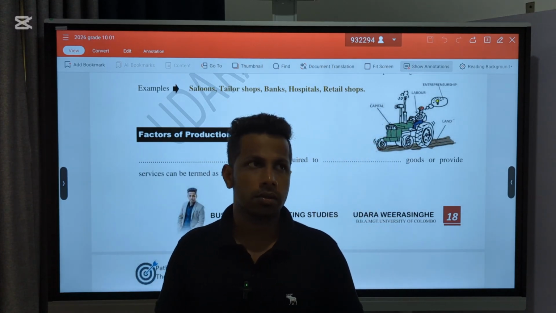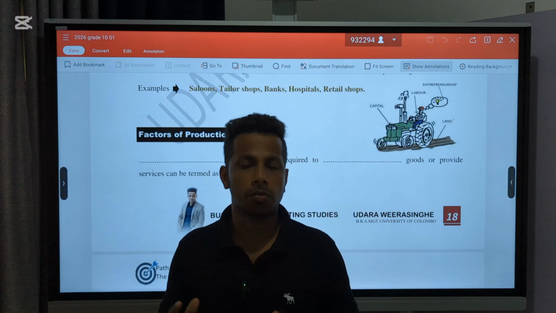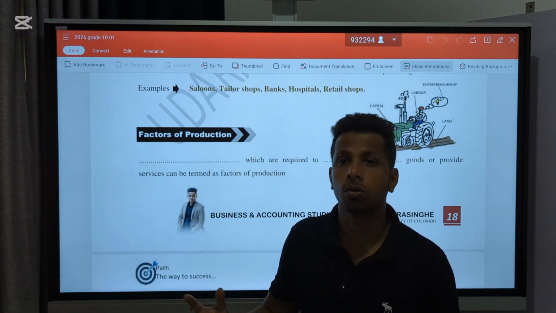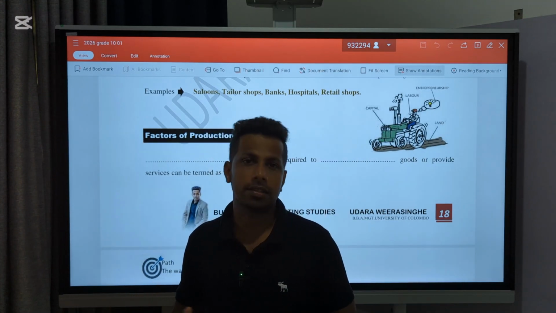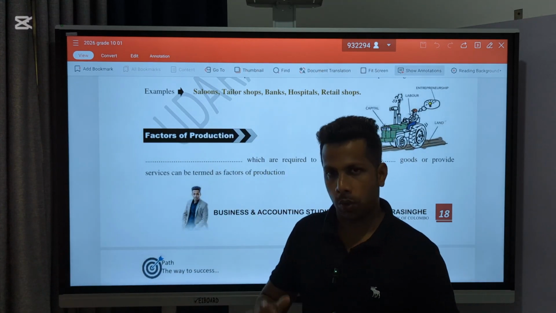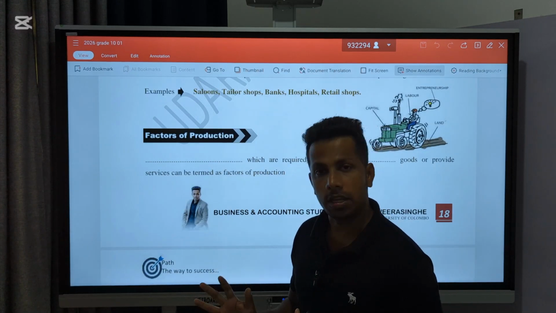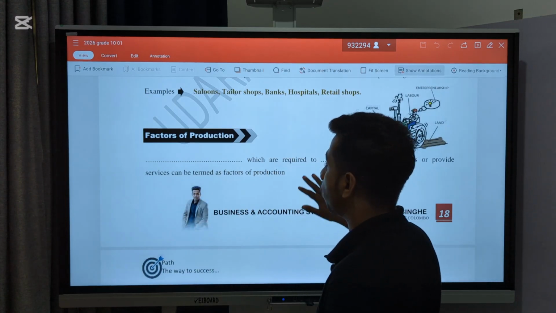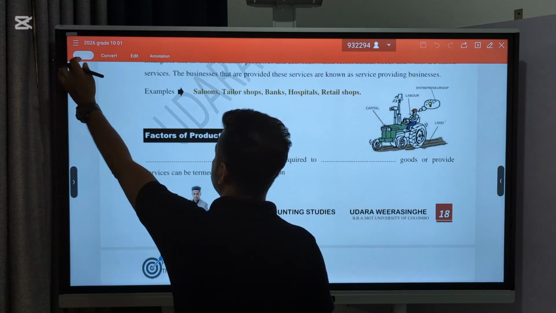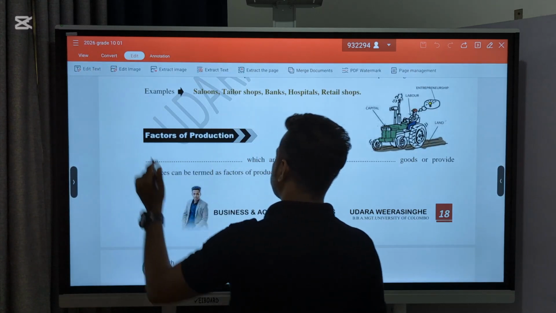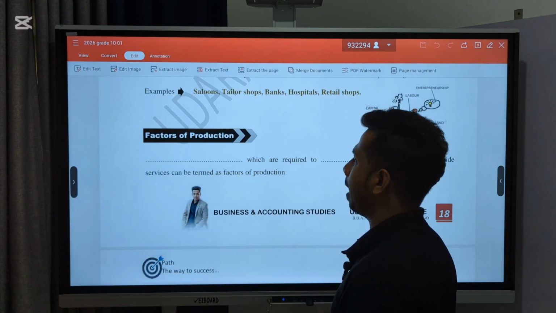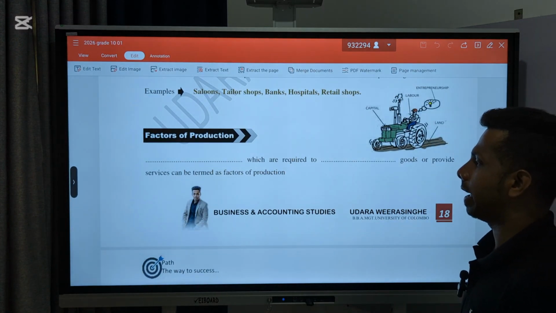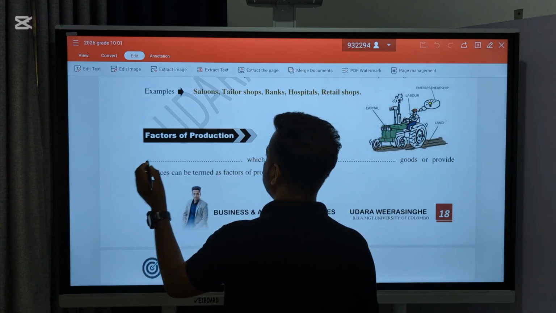You know, when manufacturing a certain product, a commodity, or when providing a service, definitely we need to use resources. When doing businesses, definitely we need resources. When doing whatever economic activity, my dear children, business needs resources. We have to utilize resources. So these resources are called factors of production. So dear children, you can see blanks here: blank which are required to blank goods or provide services can be termed as factors of production. So let's fill the blanks, my dear children.